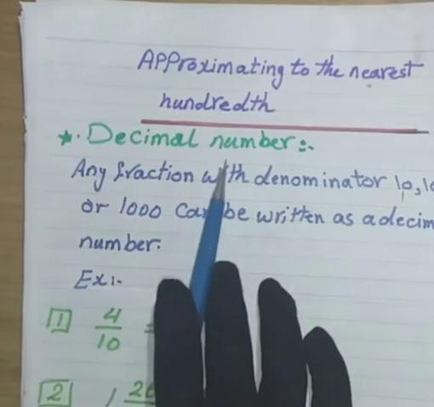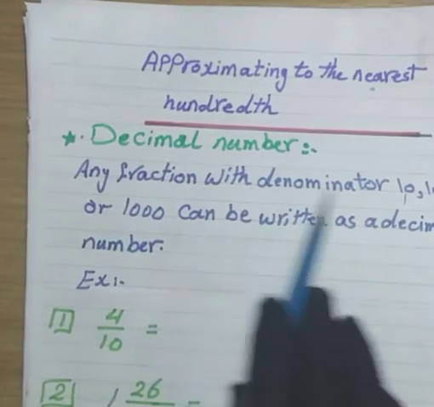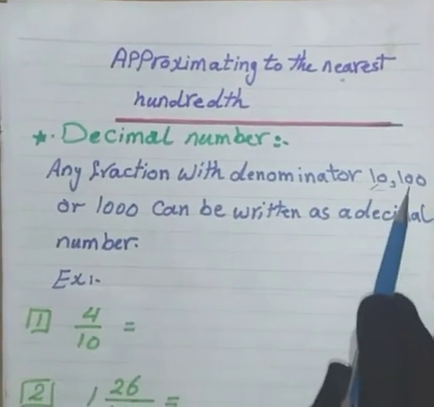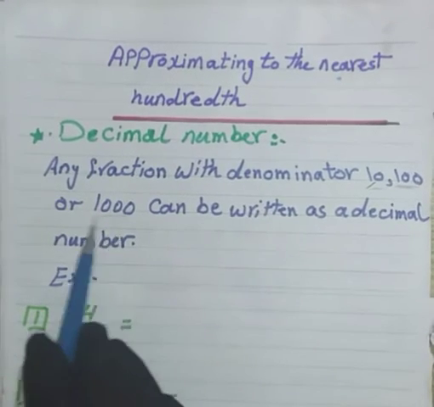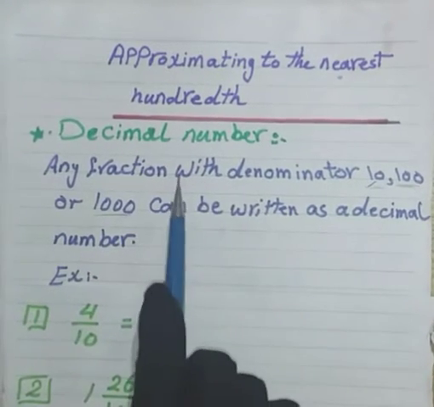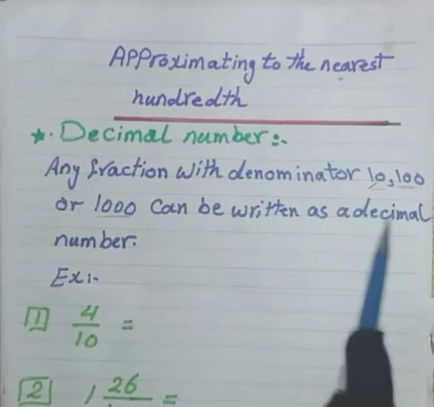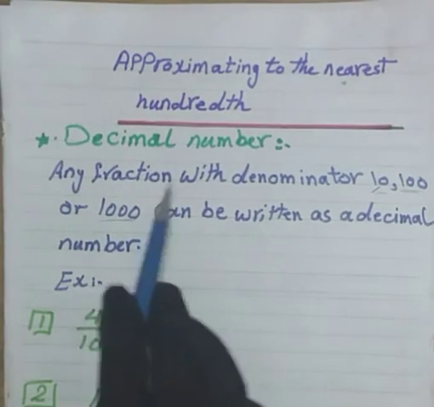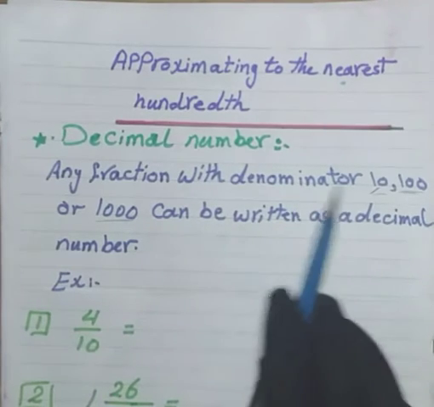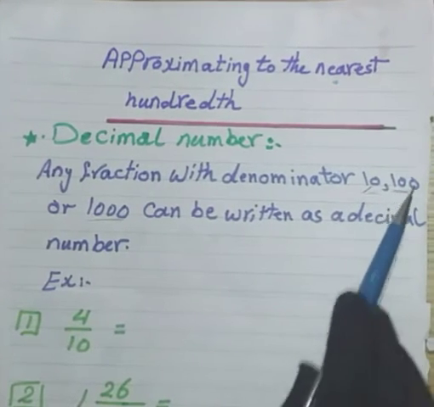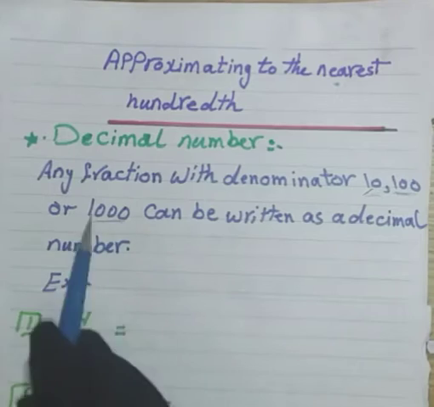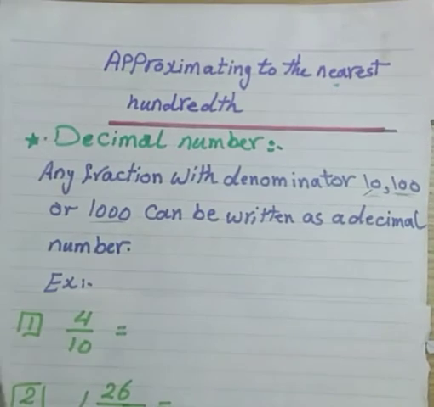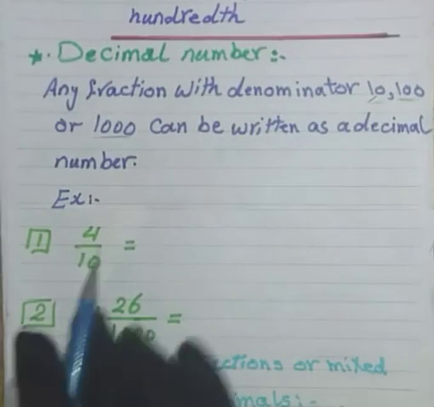Decimal number means when you have any fraction with denominator 10 or 100 or 1000, this fraction can be written as a decimal number. Again, if your fraction's denominator is 10, 100 or 1000, this fraction can be written as a decimal number. Let me see here the first example.